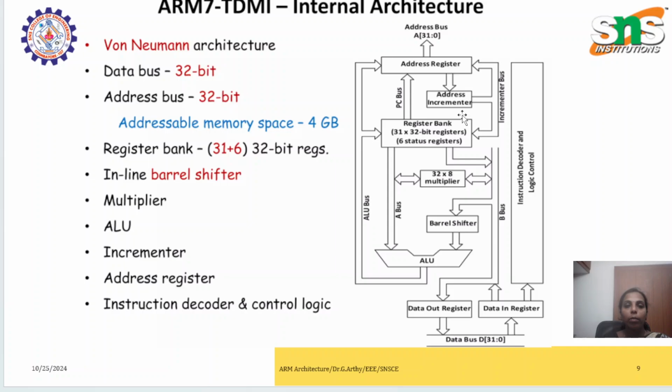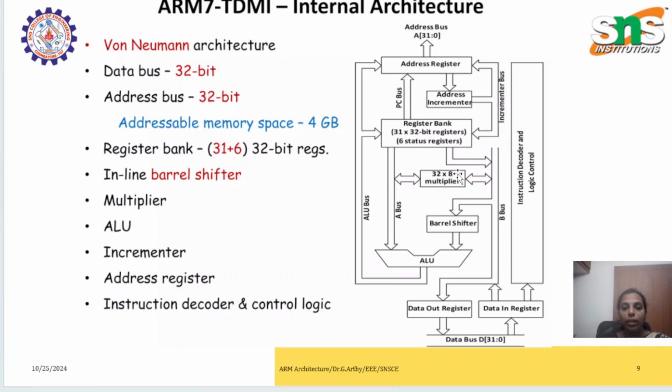And here comes the architecture of ARM. The architecture of ARM looks very simple. Here we have an ALU. We have a 32-bit data bus and a 32-bit address bus. The addressable memory space is 4 GB. It has 37 registers with 7 memory banks, 32-bit registers each. The size of every register is 32-bit. It has an inline barrel shifter, which is a special feature of ARM. Along with this, it has multiplier, ALU, incrementer, address register, decoder, and control logic as in other processors.